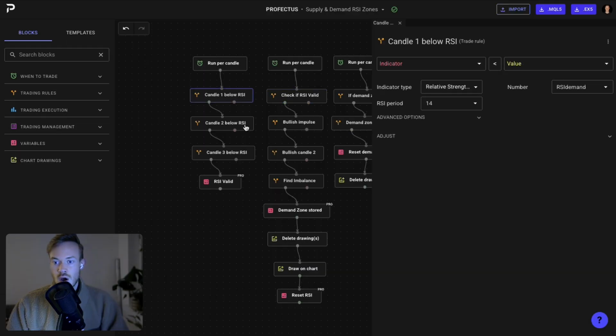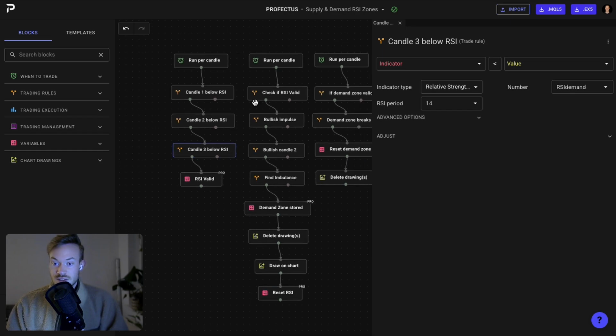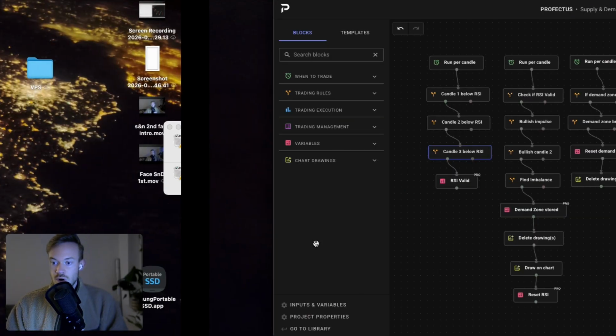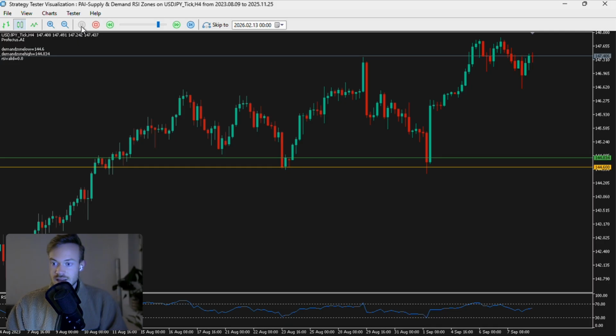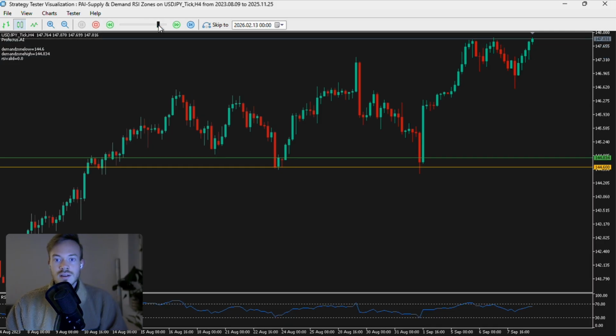So we again look out for these 3 candles being under the value of 40 regarding the RSI, for again triggering then here the second decision tree to delete the old drawing, draw the new drawing, and looking out for this new pocket of value.